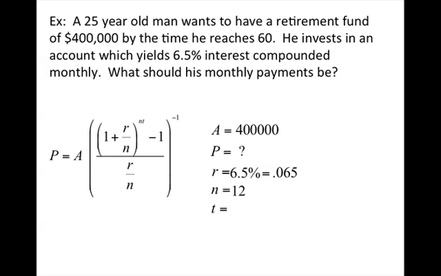T is the number of years. Well, he's wanting to retire when he's 60, and he's 25 now. So if I say 60 minus 25, I get 35 years. So he's going to add to this account for 35 years. Then to make it simple, go ahead and multiply your n times t and you get 420.